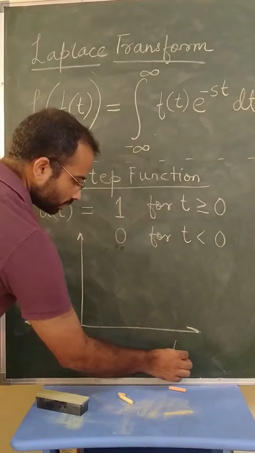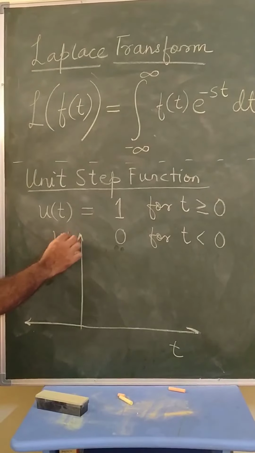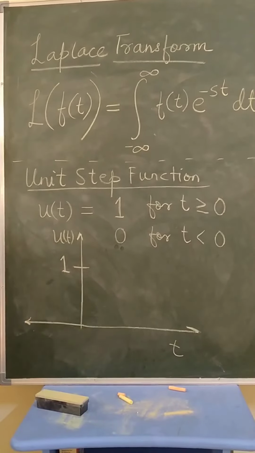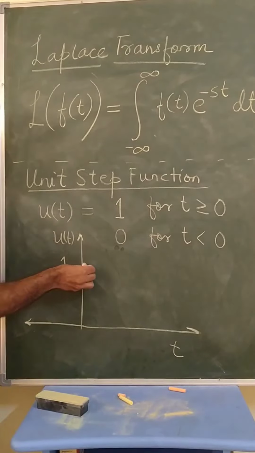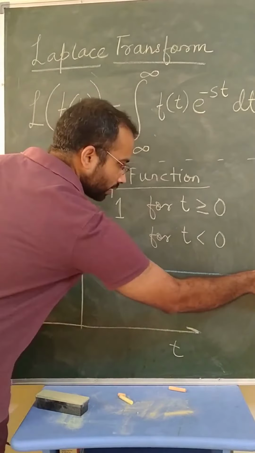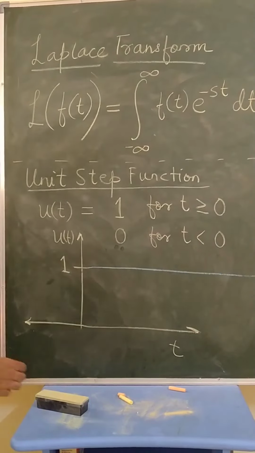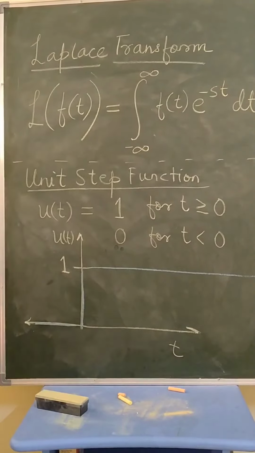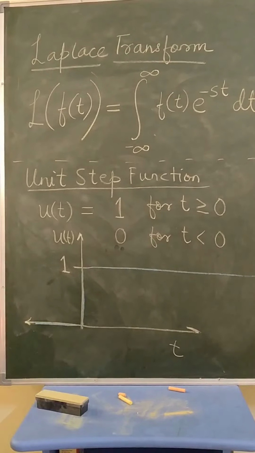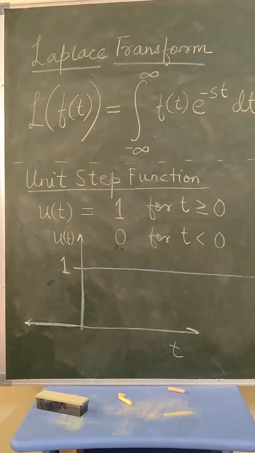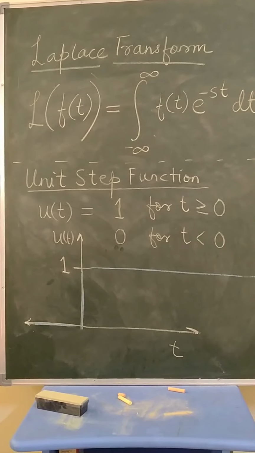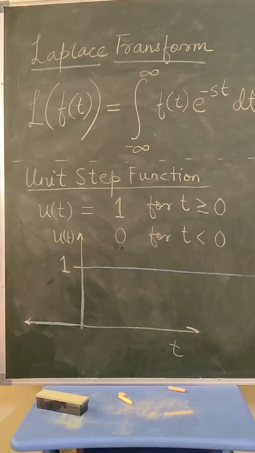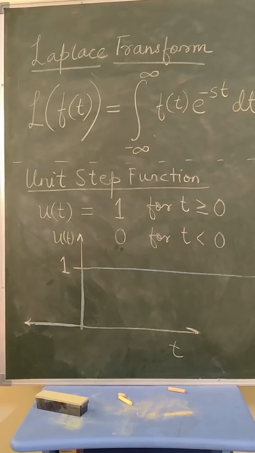This is t, and on this axis, I will draw u(t). Let's say this is 1. So the value of the function will be 1 for all positive values of time t, and it will be equal to 0 for all negative values. Right? So this is my unit step function. So you see this is a discontinuous function, right?